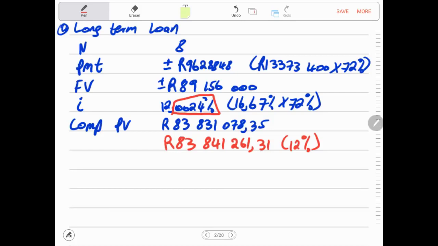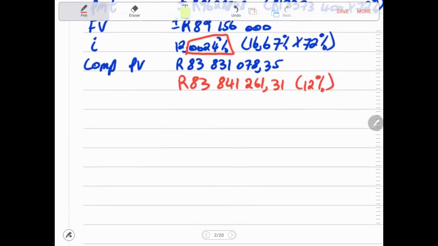So now we have calculated the PV of this financial instrument. Therefore, we are done with our financial instrument calculations. Now we can do what was required. What was required is to calculate the weighted average cost of capital. That's what we are required to do.